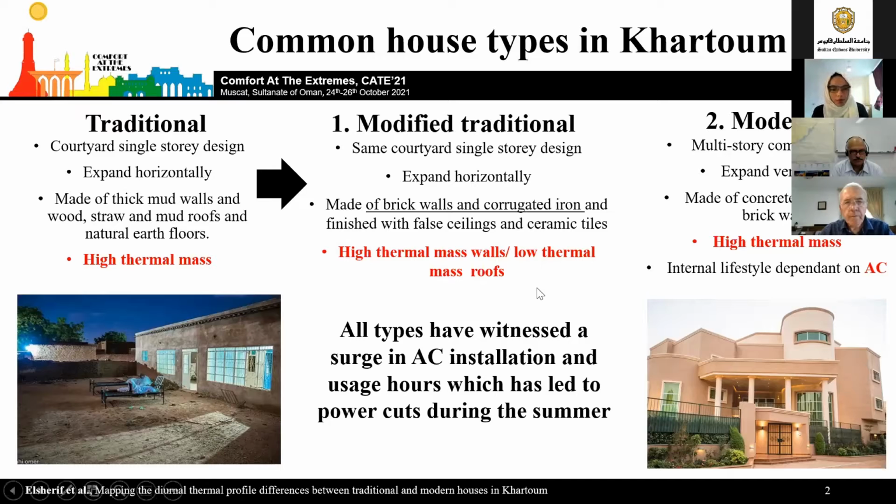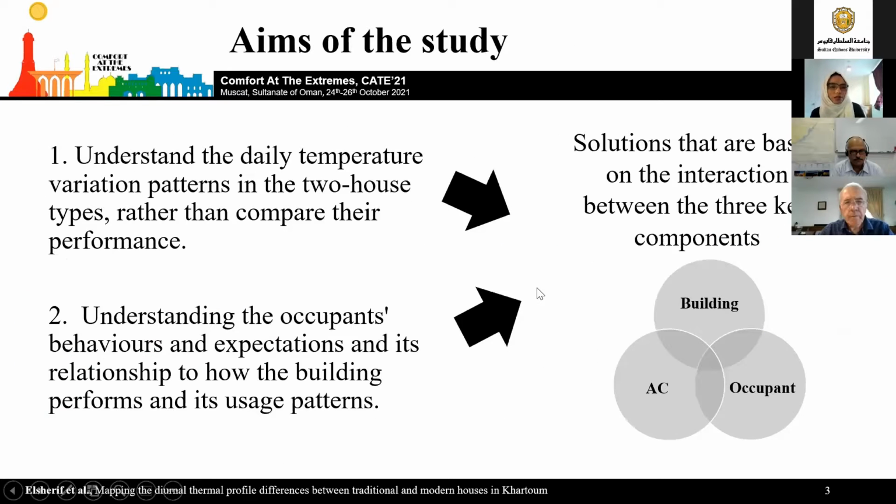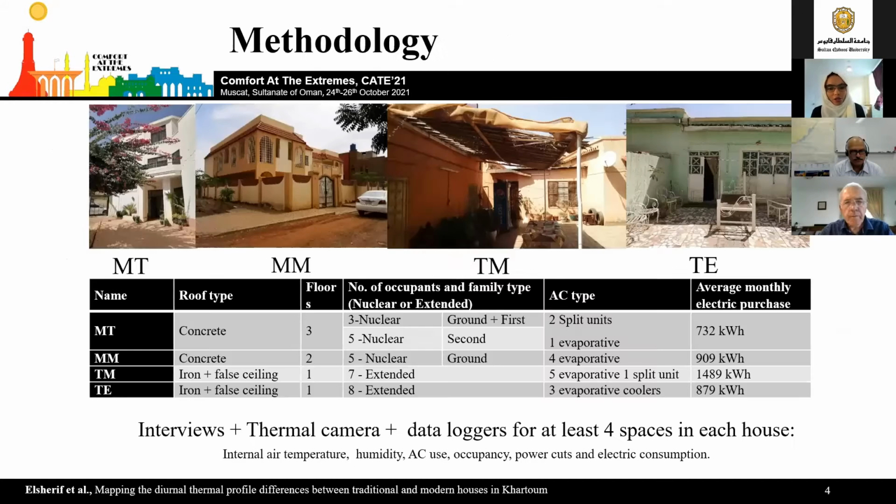So I wanted to know, well, since people are staying indoors all the time, what's happening throughout the day in these houses in terms of temperature? But I also wanted to understand, because people have become more modern and they stay indoors most of the time, what's happening with their behavior and expectations and their relationship to the building. The goal was to create a base in which solutions can be created that are based on the interaction of the three key components: the building, the air conditioner, the occupant.